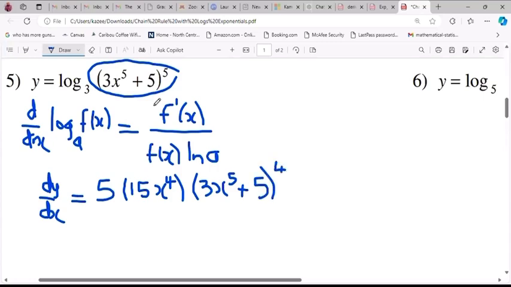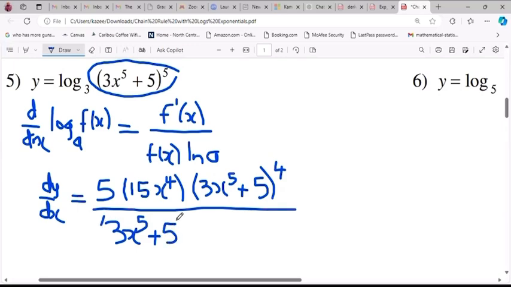Now what I've done is the f prime of s that you have here. Now I want to divide by f of s, the whole of that. I'm going to write it out: 3s raised to the power 5 plus 5, raised to the power 5. I'm writing back the function now. And then ln of a. Your a in this case is 3.